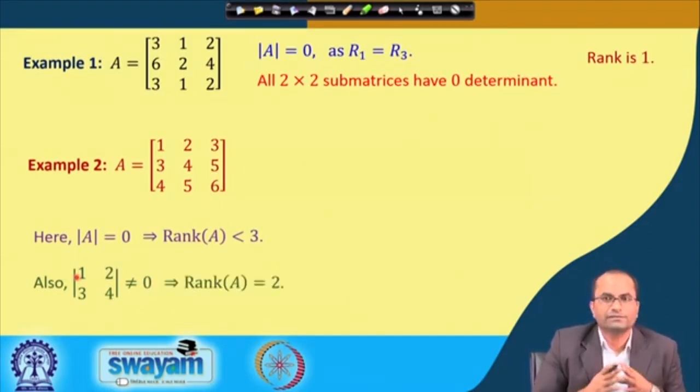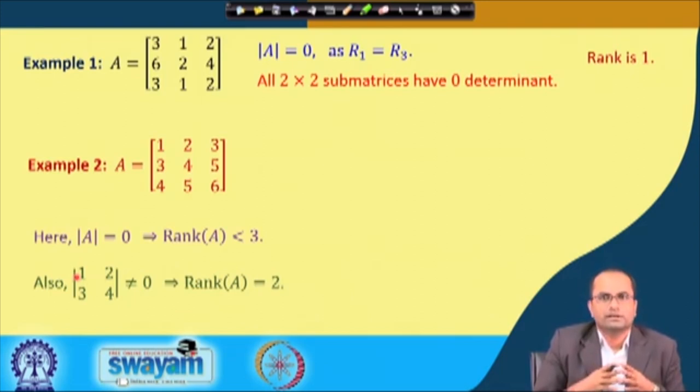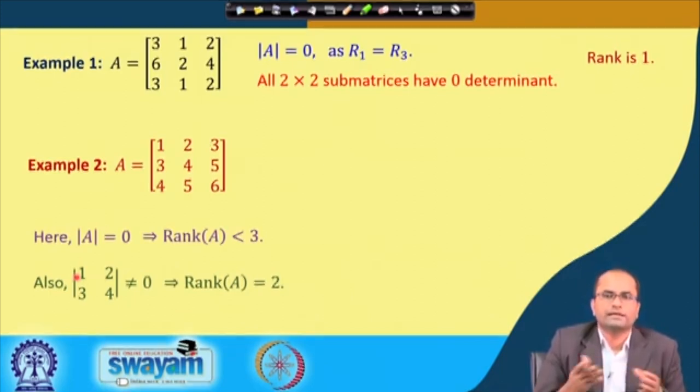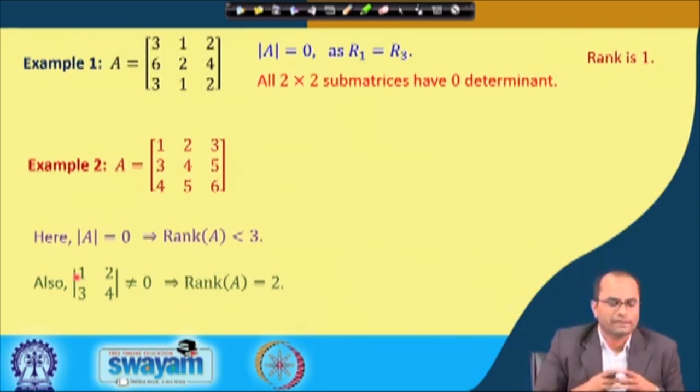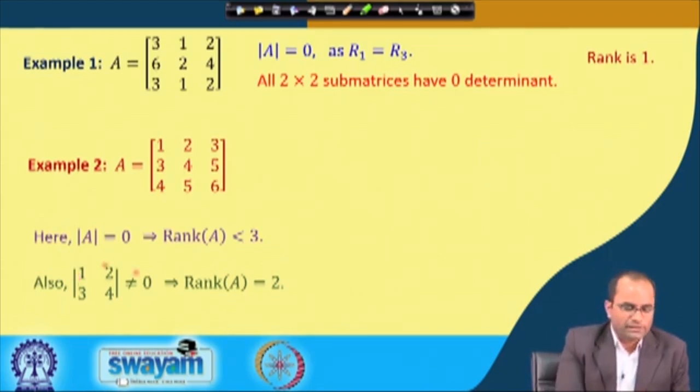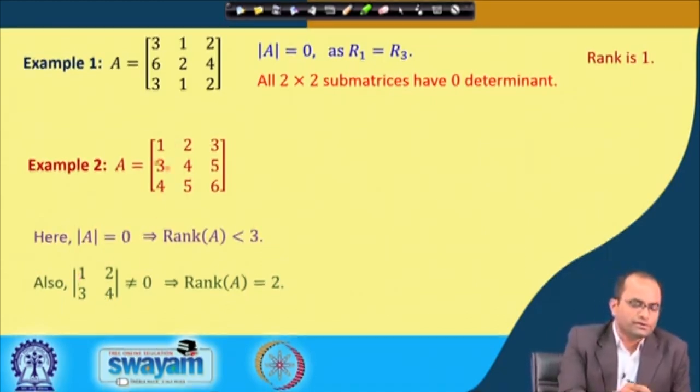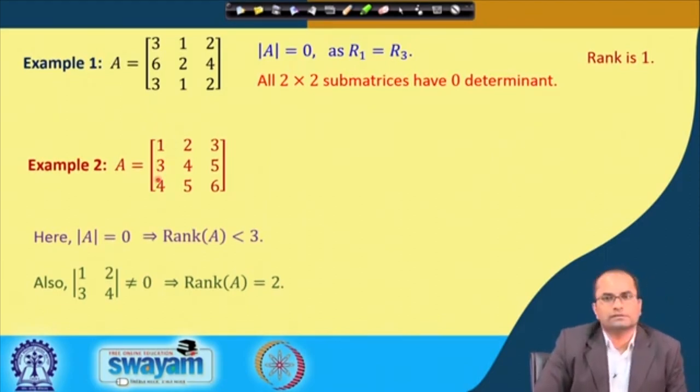Though it is a little bit more difficult than the earlier process of getting the rank, where we reduced to the row reduced echelon form and could then easily identify the rank, here you have to look at these different orders of determinants and check whether something is non-zero. So, for example, this was easy. We have easily seen that this submatrix has a non-zero determinant. So, the rank is 2.